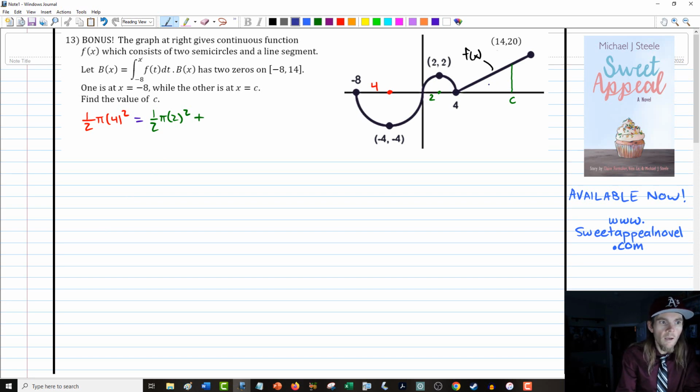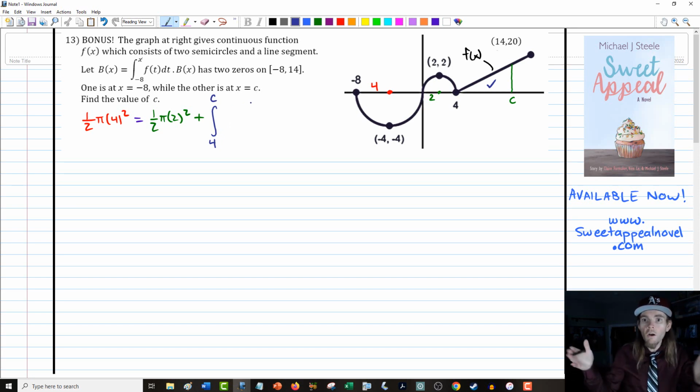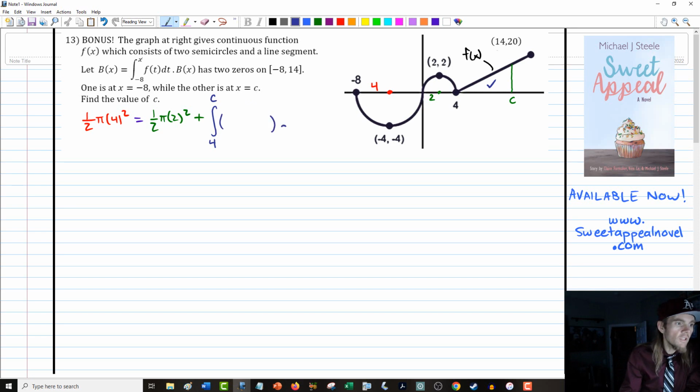And then second, this is where it's going to get kind of interesting. Second, we've got the portion that comes with this little triangle here. So that little triangle piece is going to be represented by an integral. It's going to be the integral from 4 to c, because c will be the place we stop. That gives us 0, because the two areas will cancel each other out. And then it'll be of some function dx. The function on the inside is going to be this line. So we need to figure out what that line's equation is.